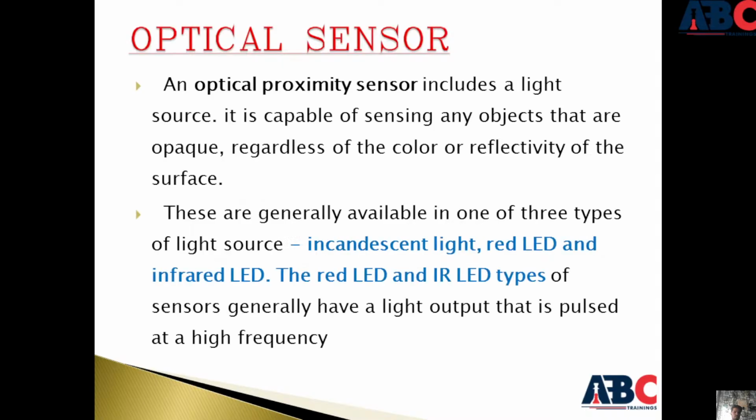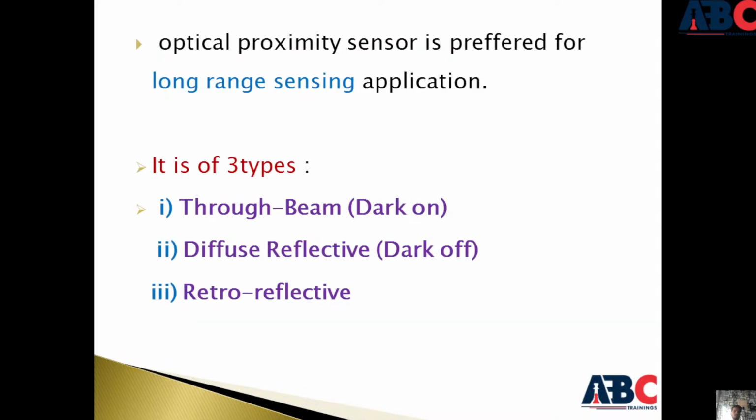Optical sensor. An optical proximity sensor includes a light source. It is capable of sensing any objects that are opaque, regardless of color or the reflectivity of the surface. These are generally available in one of three types of light sources: red LED, infrared LED, and incandescent. LED and IR LED types of sensors generally have a light output that is pulsed at a high frequency. Optical proximity sensors are preferred for long-range sensing applications.